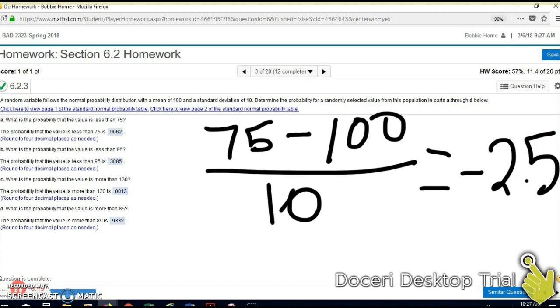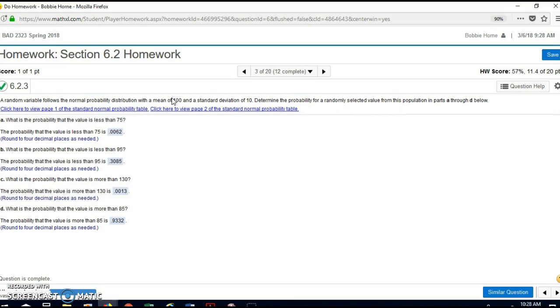So since we want the probability that it is less than negative 2.5, whatever we look up on the table is the area under the curve. So the area to the left is the less than. So whatever we look up on the table is the exact number that we want.